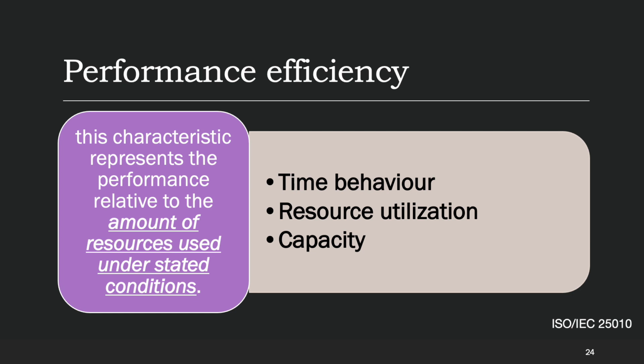First is time behavior. So this is the degree to which the response and processing times actually meet the system requirements. Resource utilization is the degree to which the amounts and the types of resources that are used meet the system requirements. And finally, capacity, which is the degree to which the maximum limits of a product or system parameter meet requirements.